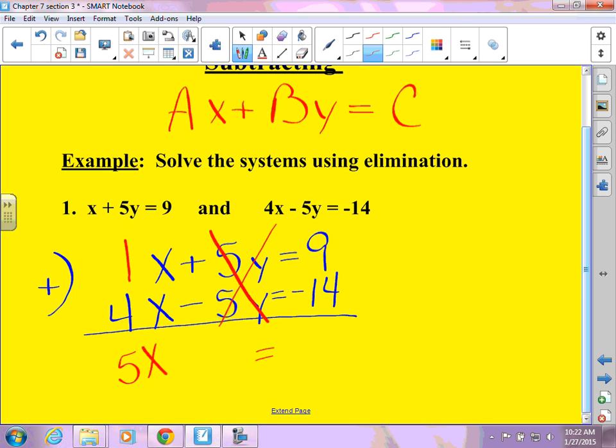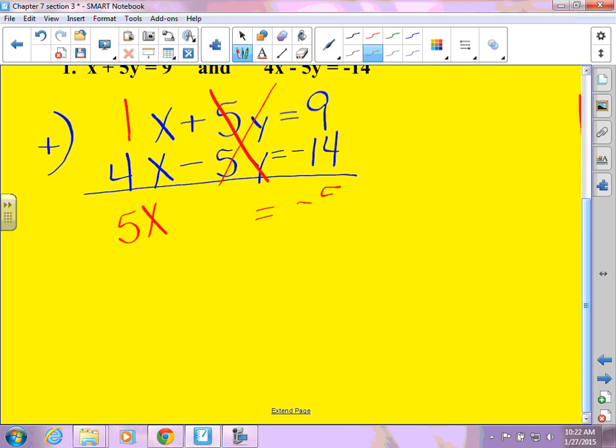And then I solve. Notice how I only have one variable. So I'm going to divide by 5. X gives me negative 1. Now, is the problem done? No, why not? I need to find y. Remember, these are two lines that are going to intersect to form an ordered pair, and I only found the first part of that ordered pair.